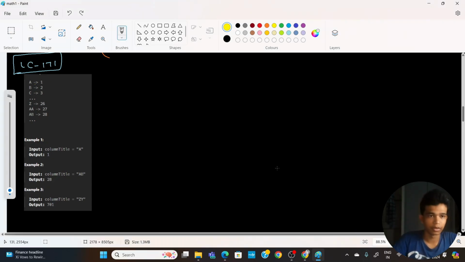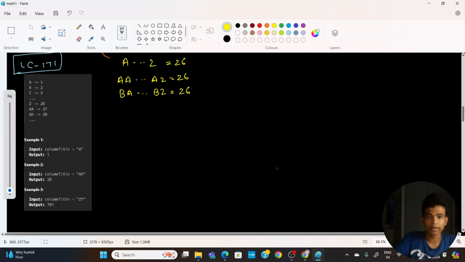See here, this is the first example. A means 1, B means 2, C means 3, and Z means 26. Then after completing these 26 alphabet characters, we want to move to AA, then AB, then AC to AZ. So from A to Z, it is 26. Again, from AA to AZ, it will be again 26. Then BA to BZ, it will be again 26. So this is our observation.